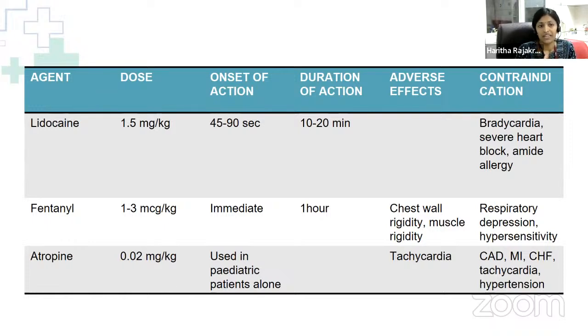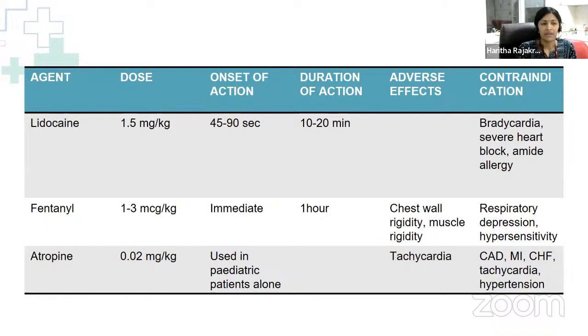Now, coming to fentanyl, which is the most commonly used drug, the dose is around 1 to 3 mcg per kg, and it has an immediate onset of action, which is the most important aspect when you look at RSI. What we need is something that induces rapidly, a rapid-acting agent. So we give fentanyl, which has a rapid onset of action, and the duration of action is also longer, around 1 hour. Also, compared to the other drugs, the side effect profile is comparatively lesser. It does have adverse effects, but obviously lesser: chest wall rigidity and muscle rigidity. Contraindications include respiratory depression and other hypersensitivity reactions.